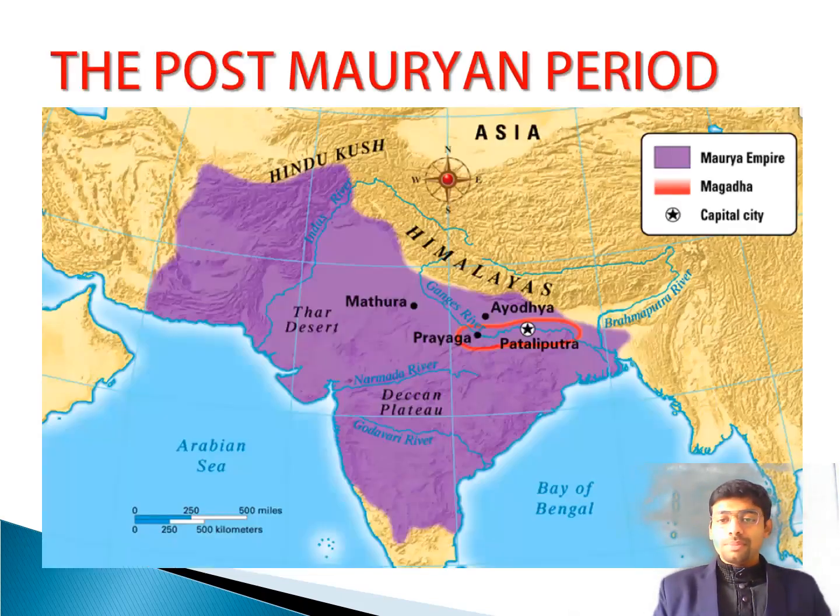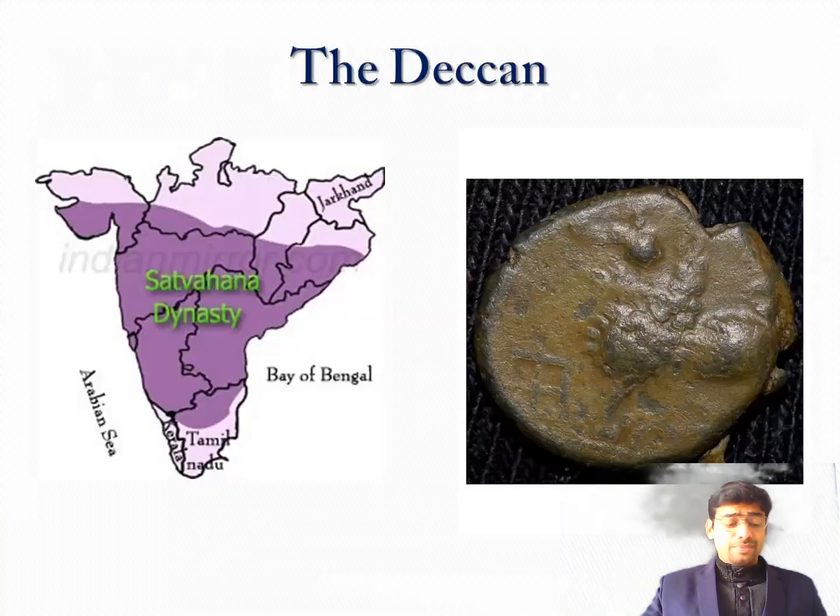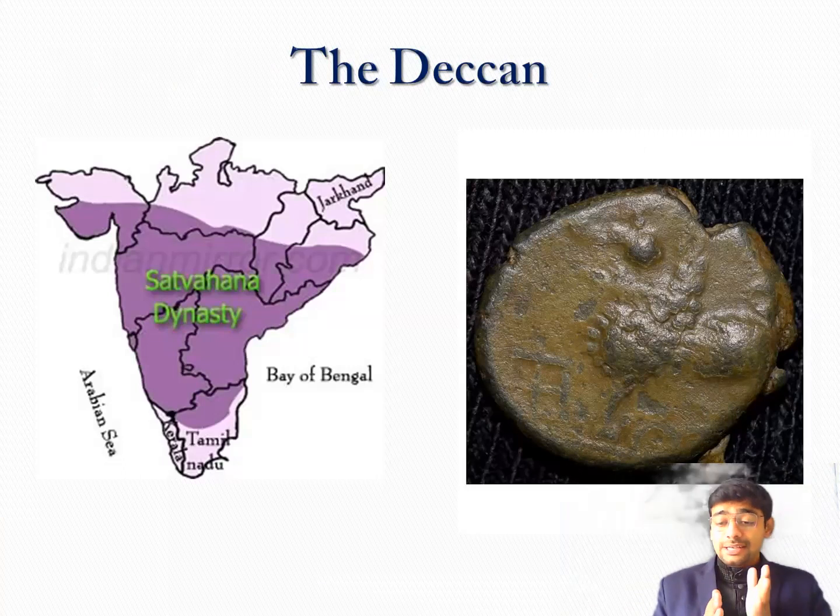Now we will talk about the post-Mauryan age. Here you can see a map which shows the Magadha Empire, the Mauryan Empire and all. We will go through that. Post-Mauryan period. Actually, post-Mauryan period means the period which comes after the Mauryan Empire. Now we will talk about the Deccan.